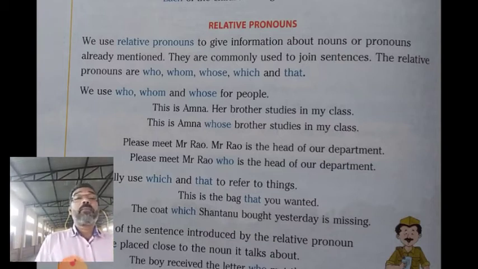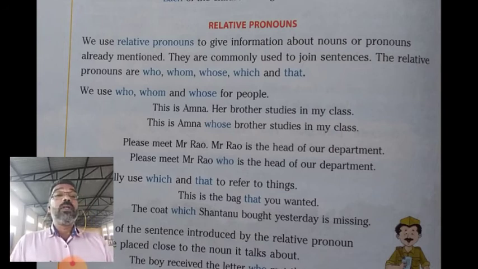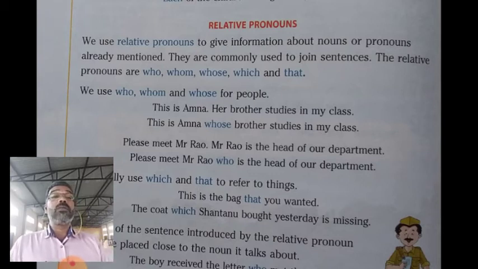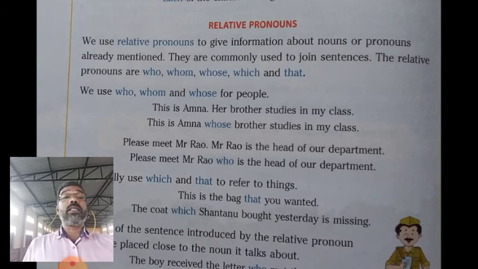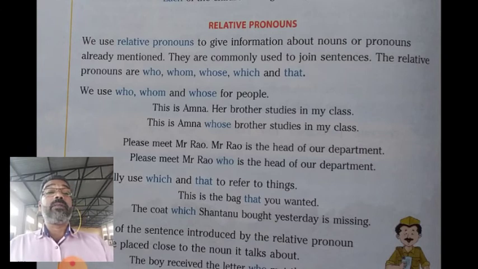Another example, please meet Mr. Rao. Mr. Rao is the head of our department. Connecting the two sentences with a relative pronoun. Please meet Mr. Rao, who is the head of our department. So from the second sentence in the second example, Mr. Rao is replaced by who. And the two sentences were joined together.